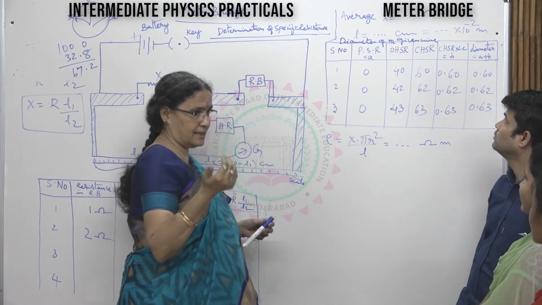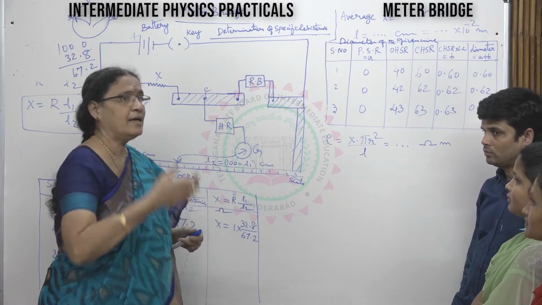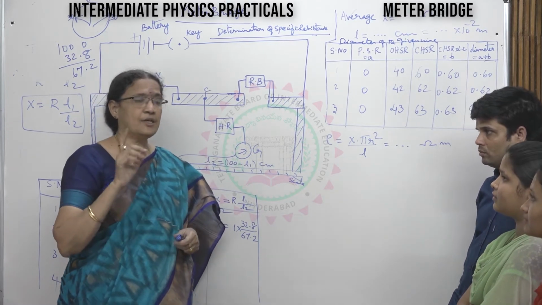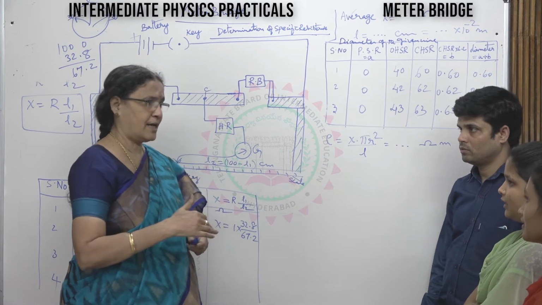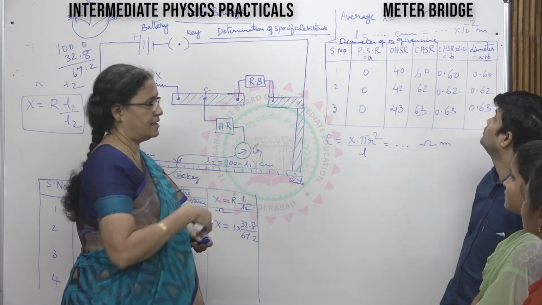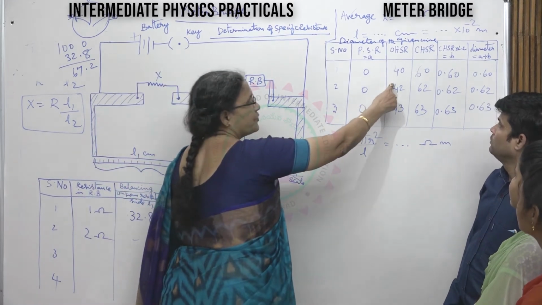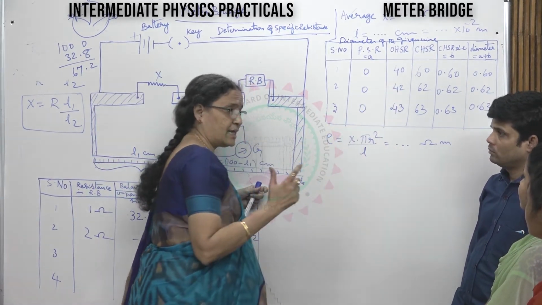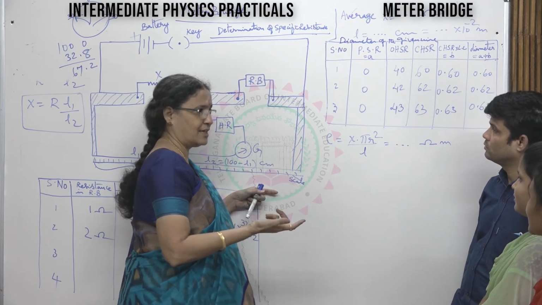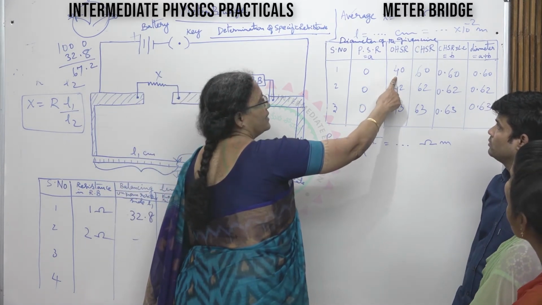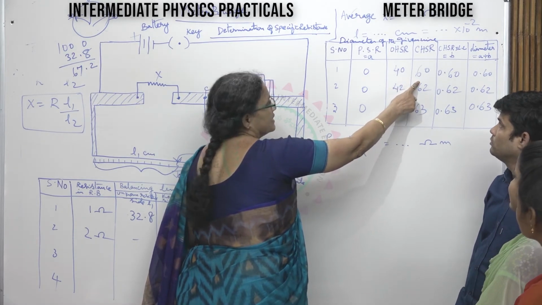Corrected head scale reading. Before you start the experiment, you first have to check whether your screw gauge has any error or not, positive error or negative error. You must write that above the tabular form. Suppose I have minus 20 as the error. Then the correction will be plus 20. So I have added 20. It becomes 60, 40 plus 20, 60.